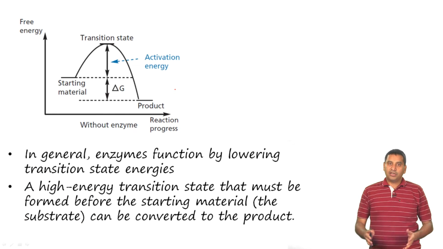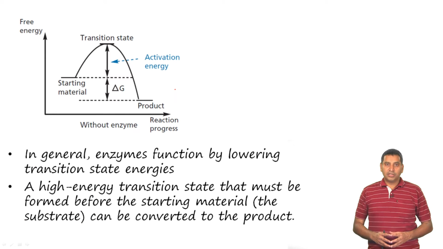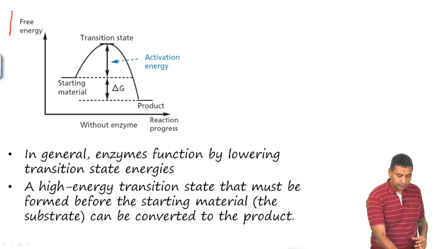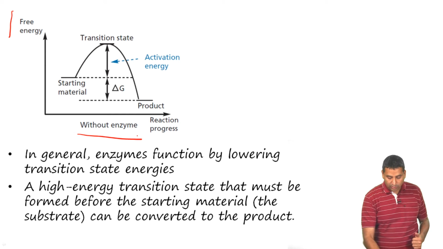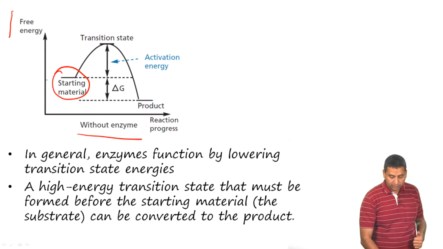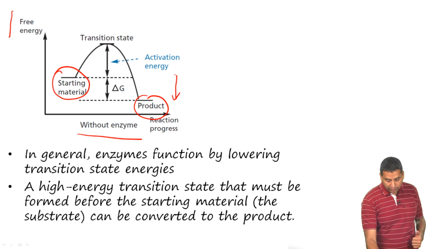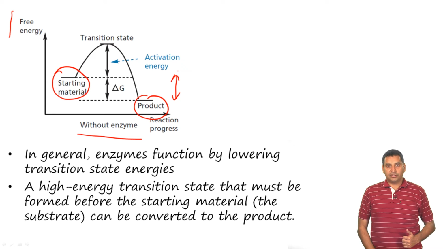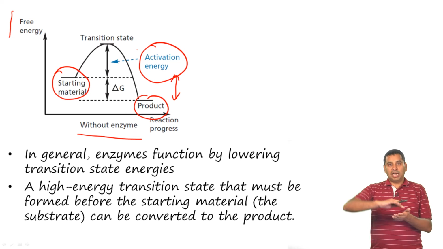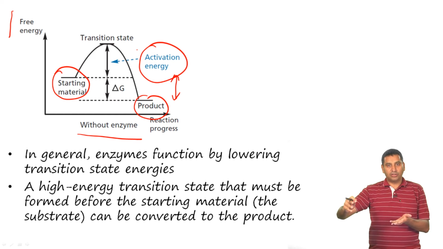In order to understand how this catalysis occurs, let us look at a typical free energy diagram. So, here on the y axis is free energy, and here is the reaction coordinate, and this is a starting material which is represented here, and here is the product. This difference in energy is delta G for the reaction, and here is what we call the activation energy or the barrier required for the reaction to occur.